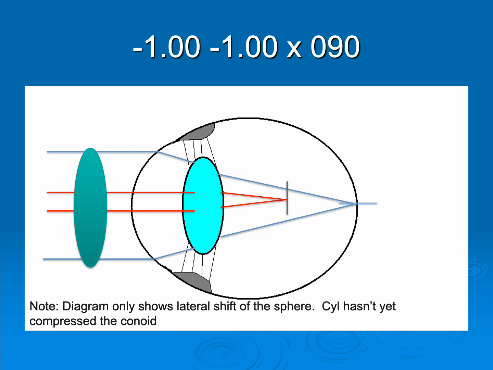And so now, if I add in a -1 cylinder on top of my -1 sphere, I'm going to take that red ray and push it towards the retina without moving the blue ray, because remember, the cylinders only act in one meridian of pathology. So that is how a cylinder added on top of a sphere is going to collapse the conoid without moving the blue ray and give them the best vision possible.